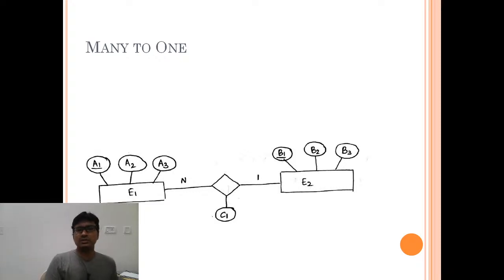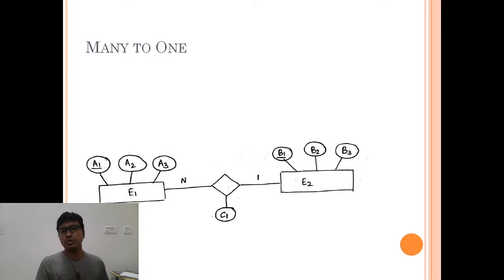If two tables are sufficient, which ones will act as key attributes or primary keys? Here E1 is table 1, and E2 is another table. So in E1, A1 is acting as the primary key, and B1 is acting as the primary key in E2.